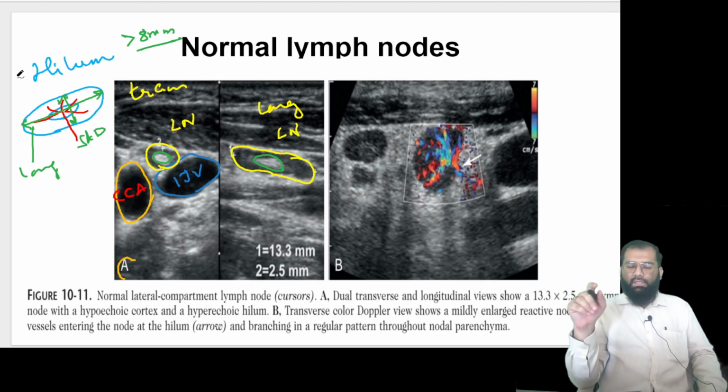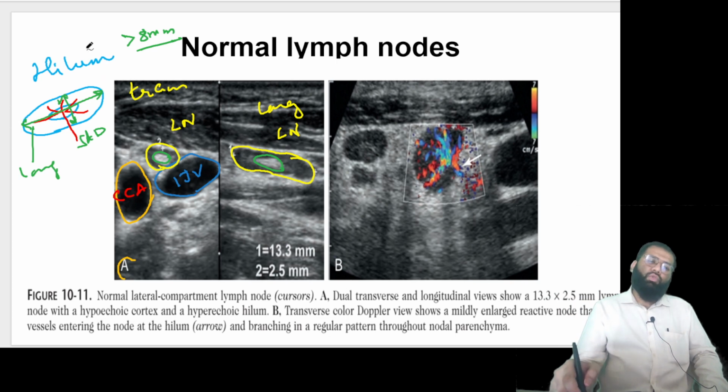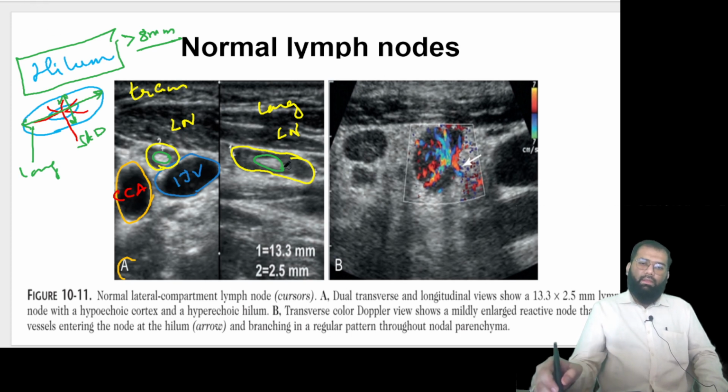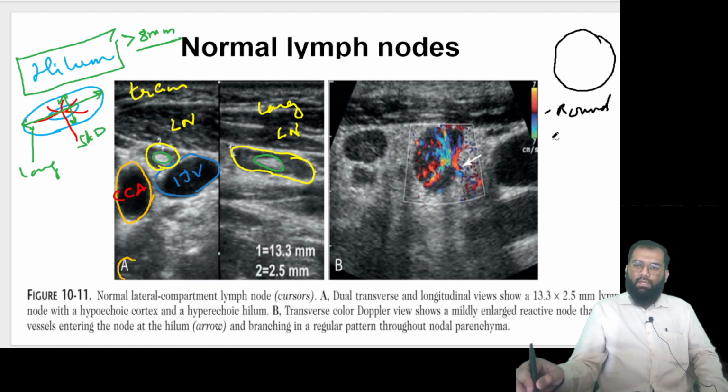The second important feature is that you look for presence of hilum, whether the hilum is there or not, or hilum is lost. Now suppose the hilum is lost and suppose the lymph node becomes round. So number one is the lymph node becomes round or heterogeneous. Number two is there is loss of hilum. Loss of hilum. Number three, you put vascularity box.